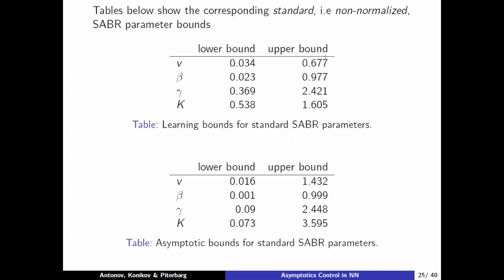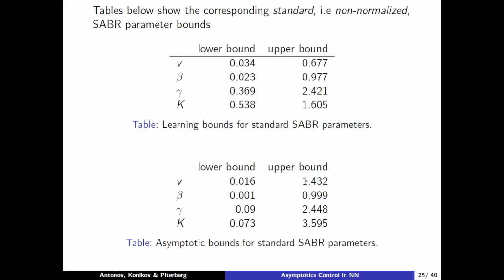In the table below, we show more or less what it means for the initial SABR bounds, just to see how far we go. So we learn the parameters, volatility from 3% to 60%, beta from 2% to almost 1, gamma from 30% to 2.4, and the strike from 0.5 to 1.6. Remember the initial value, the spot, is 1. Asymptotic bound goes further.